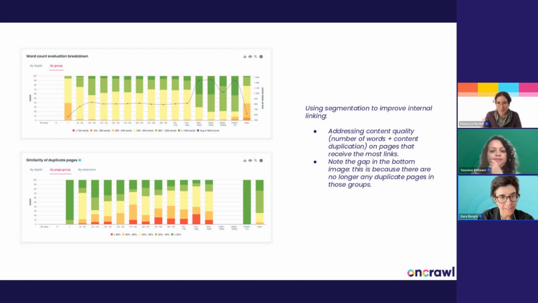Another insight we can get is based on the internal linking segmentation with a word count evaluation, so we can address the content quality of the pages that receive the most internal links. We can also check if there's any issue related to duplication. In the second graph here, the one at the bottom, you can see that there's a gap.